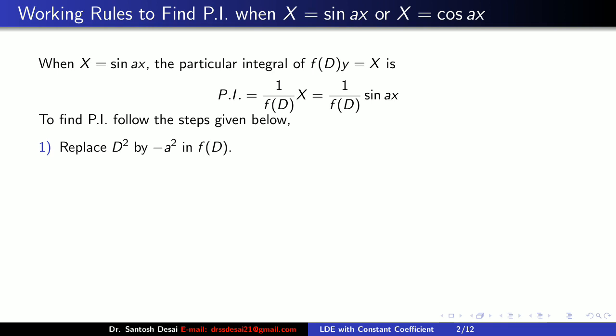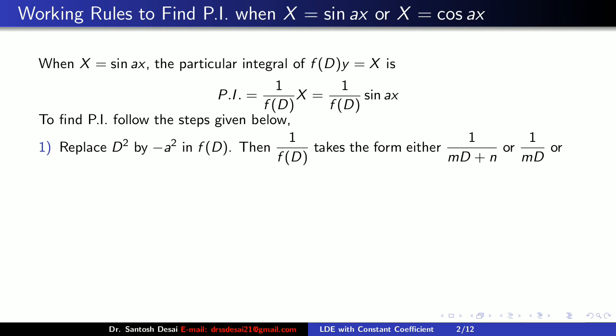If the denominator contains D raised to 4, then rewrite it as D square into D square, or (D square) square, and again replace D square by minus a square. So if you replace D square by minus a square in f(D), then 1 upon f(D) takes any one of the forms. Either it takes the form 1 upon mD plus n, the middle sign may be minus, or the form 1 upon mD, or the form 1 upon 0. So now we have to consider these cases one by one.